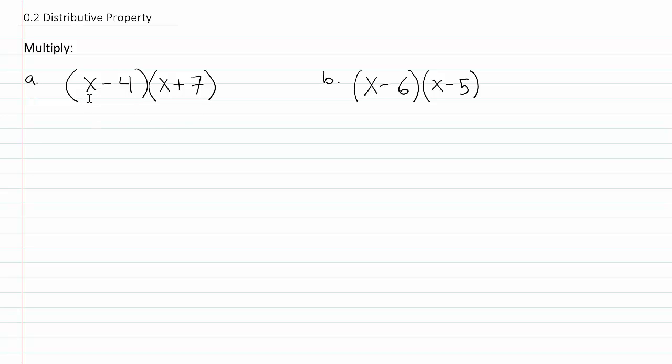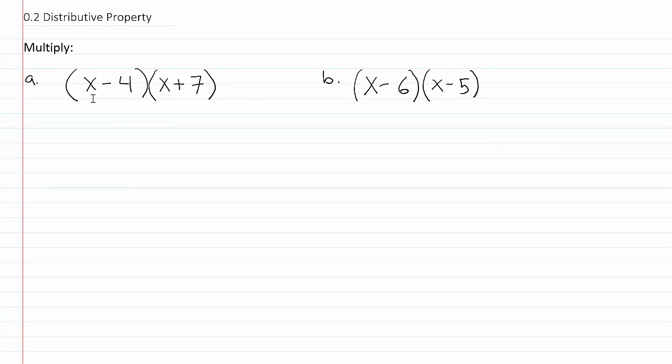parenthesis. So in other words, I'll make sure the x multiplies by the x, and this x multiplies by the 7, and then the minus 4 times the x, and then the minus 4 times the positive 7. So let's go ahead and do that one by one. Starting with the x term, we'll distribute that into each piece.